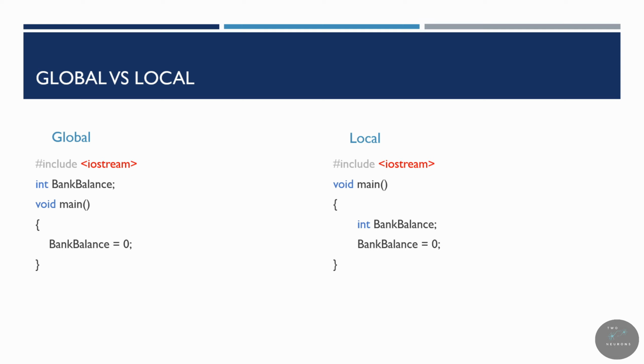On the right, we go straight into our function where we declare our bank balance as an integer and then initialize it. So if I were to then create another function, say in our local one, called myTest, I couldn't then print out the bank balance. This code would return an error because I am trying to use a local variable in a different function. So local kind of just means it's local to that function.